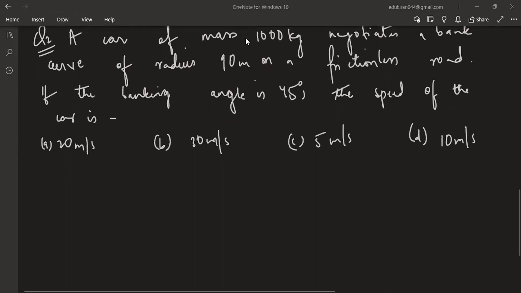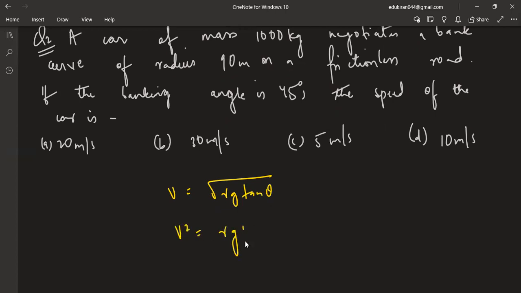Yes, so most of you have given the correct answer. Alan, Aksa, Seth. Here you will use the same formula that I have told you. V is equal to under root RG tan theta. So V square will be RG tan theta. Isn't theta given to you? And what is tan 45? Tan 45 is 1. So speed you have to find out.